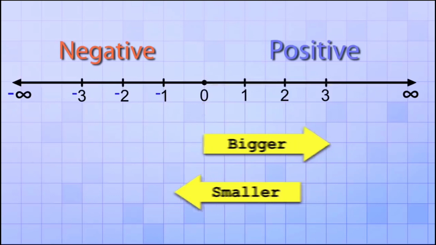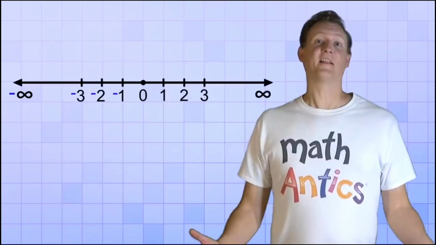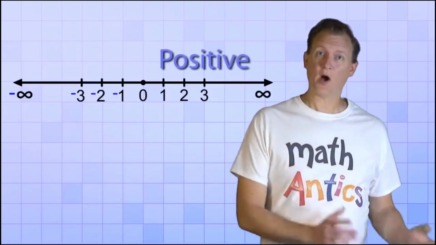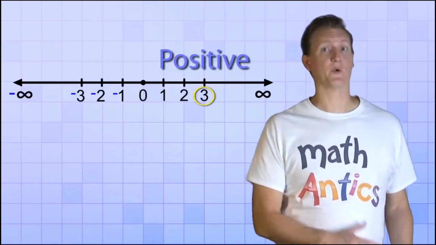Well, those same exact rules apply to the negative side of the number line also. The numbers get bigger as you go to the right, and they get smaller as you go to the left. So, since negative 3 is on the left side of negative 2, it's actually smaller than negative 2. I like to think of it like this. On the positive side of the number line, 3 is more positive than 2, so it's bigger.